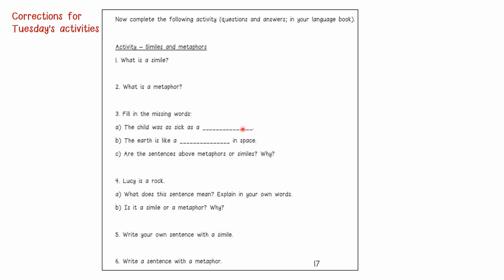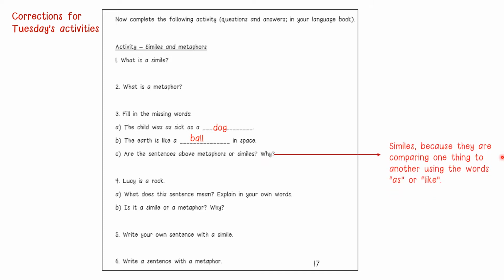Number 3, fill in the missing words. A, the child was as sick as a dog. So your answer is dog. B, the earth is like a ball in space. And C, are the sentences above metaphors or similes? And you need to explain why. So they are similes because they are comparing one thing to another using the words as or like.